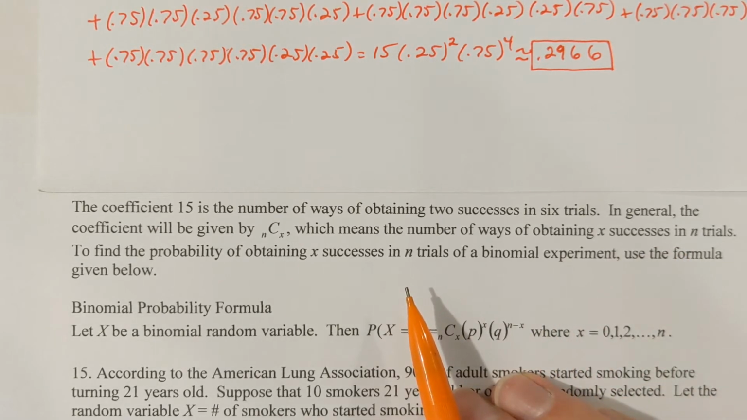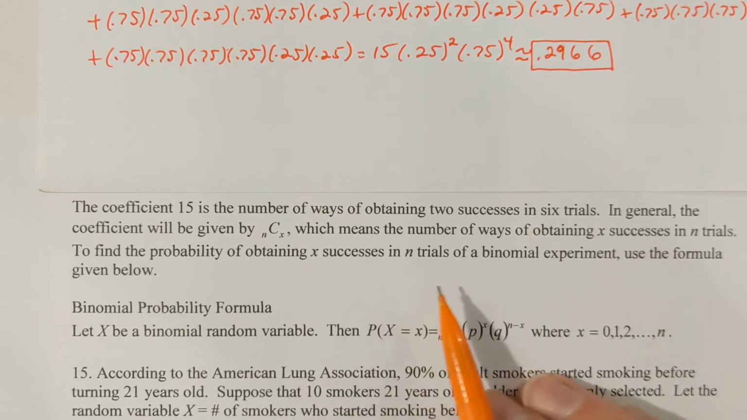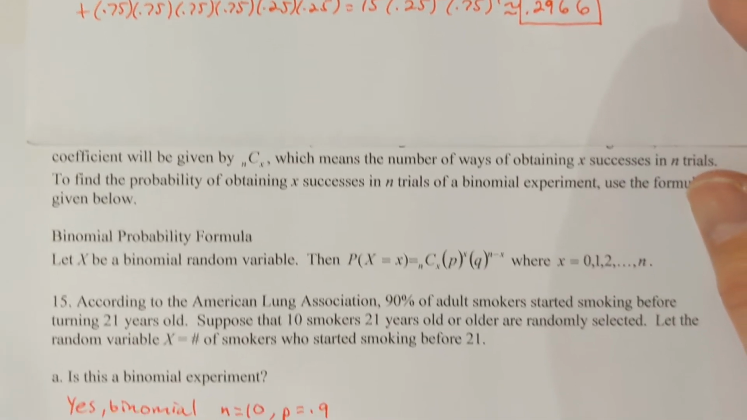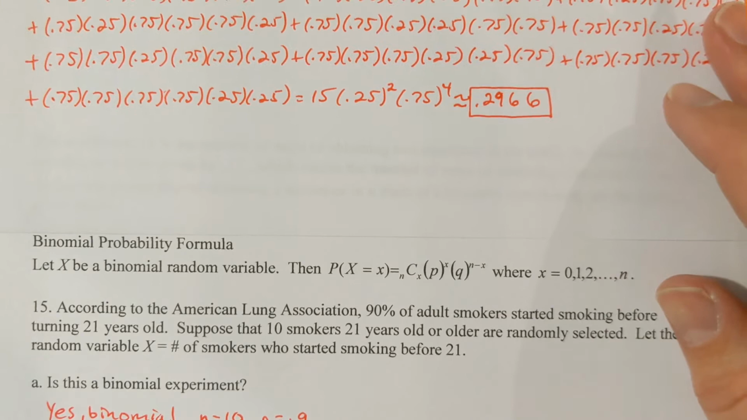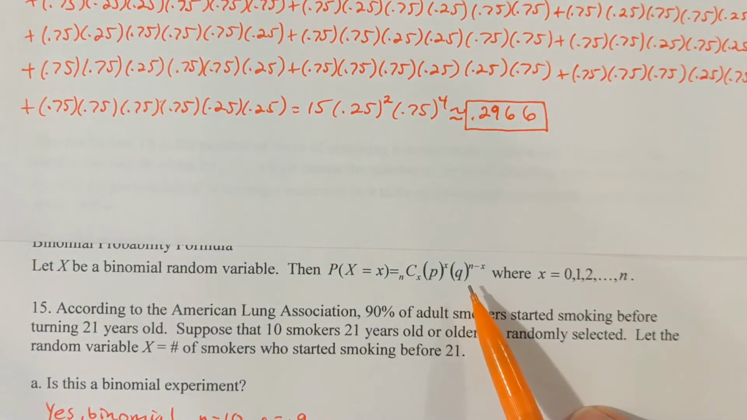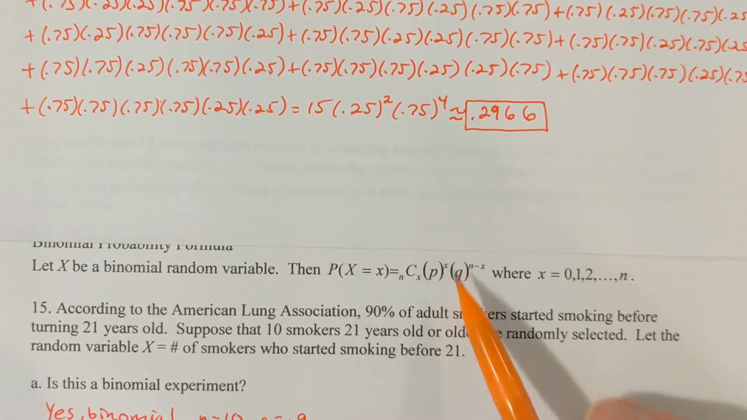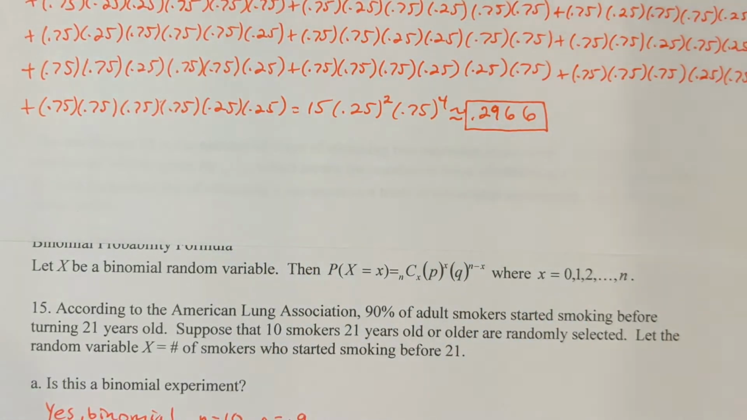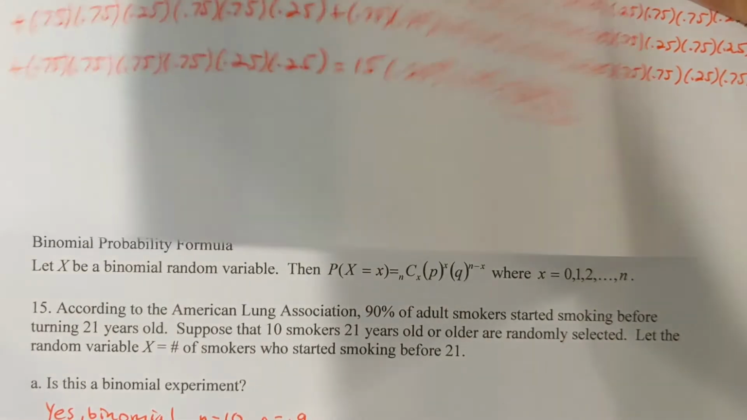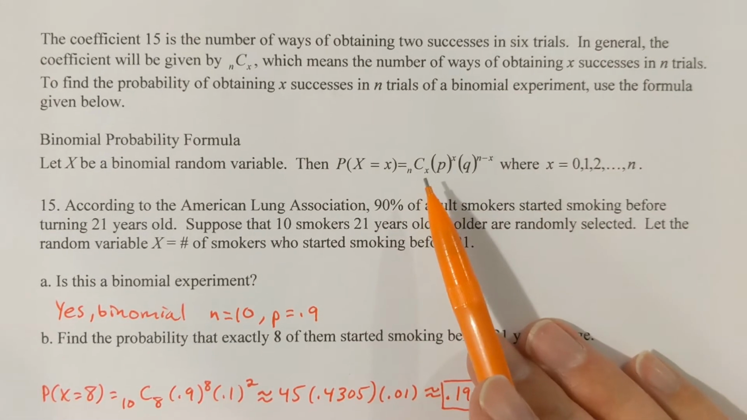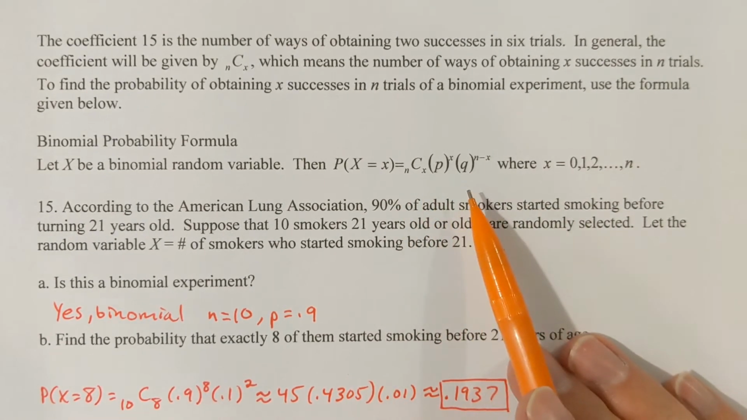To find the probability of obtaining x successes in n trials of a binomial experiment, we're going to use the formula which is given below. What I have written here is essentially this formula, but we're going to go right to the formula rather than writing it all out. This would be the formula to know for the section, and nearly all the problems are going to be where you're using this formula over and over and over again.